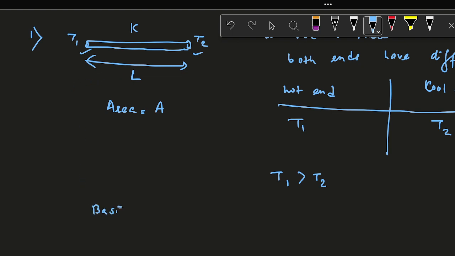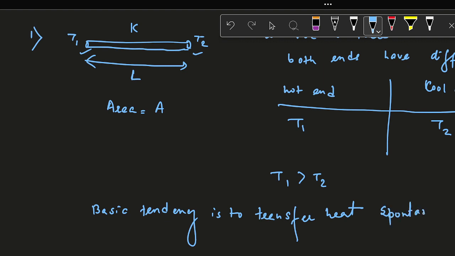So the basic tendency is to transfer heat, and mind you that this heat transfer will be a very spontaneous process. That means you don't have to do any external work to make this heat transfer happen. As you also know from the second law of thermodynamics, discussed in the lecture, there will be only a spontaneous transfer of heat from a hotter body to a cooler body, not the other way around.